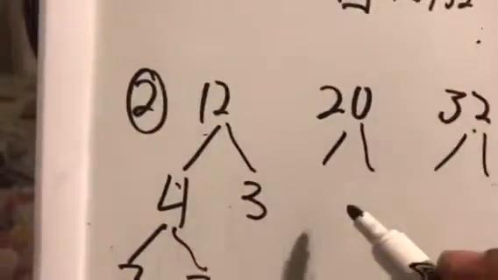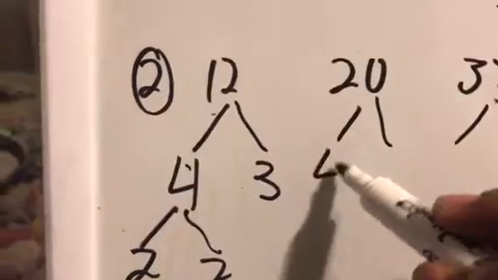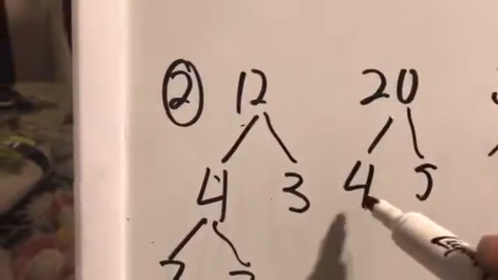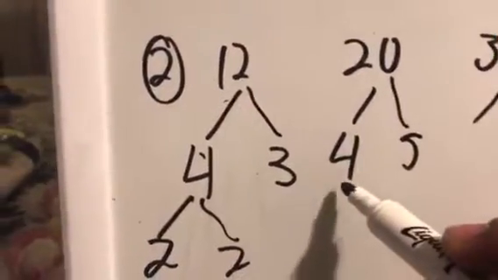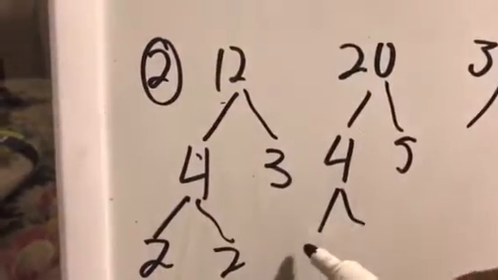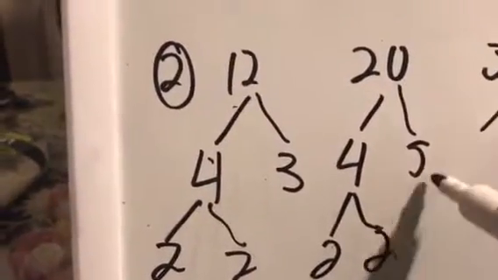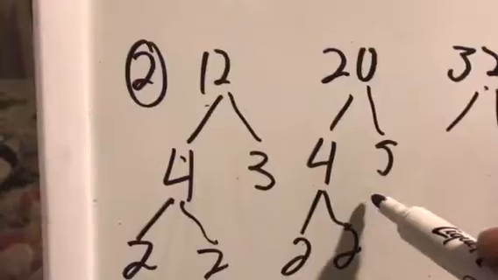So for 20, what two numbers? I want to say 4 and 5. Could you still factor out 4? Yes, you can. So the two numbers are 2 times 2. Could you factor out 5? No.